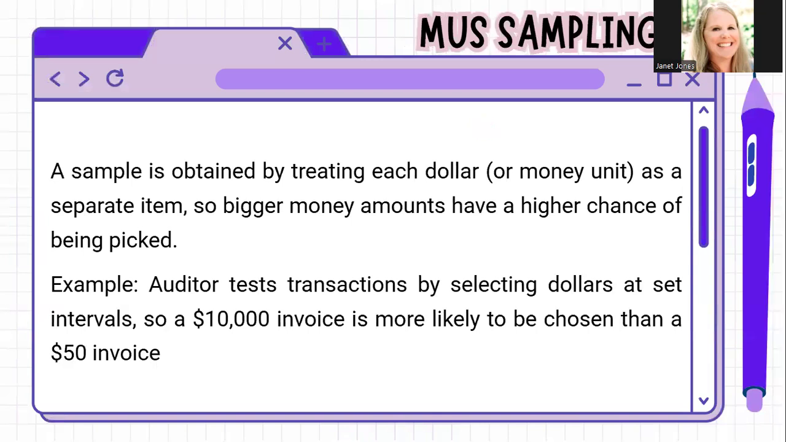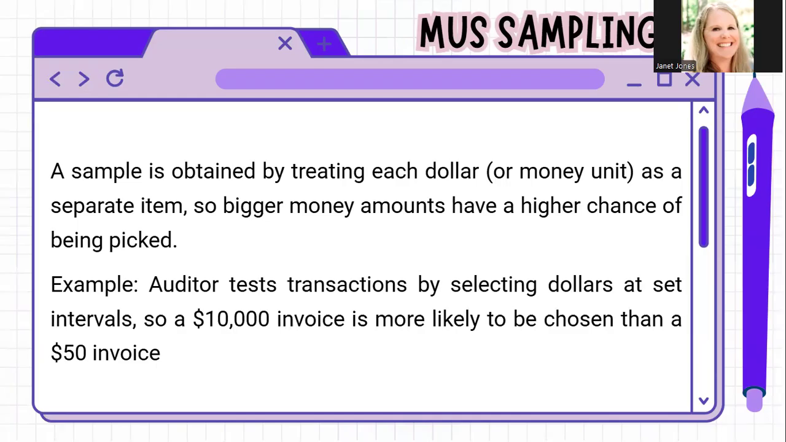MUS sampling is another type of sampling that we use in auditing. And here, instead of each item being the unit that we use to choose, we use each dollar as the unit that we use to choose. And this gives higher dollar value items a greater likelihood of being selected. So in that past example where I said we have a whole bunch of invoices under 1,000, well, each dollar of that invoice would be one sampling unit. So an invoice worth 1,000 would have 1,000 chances of being selected.